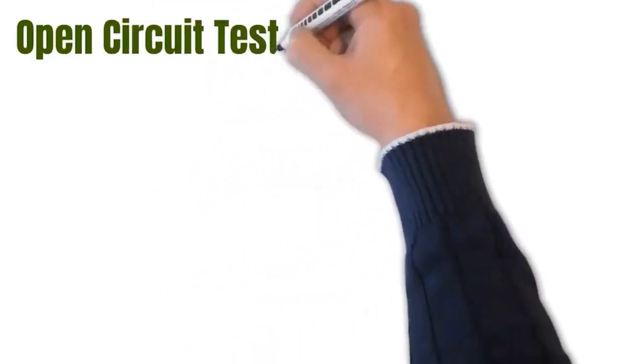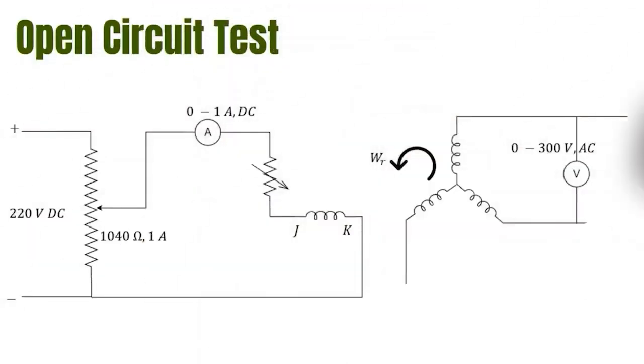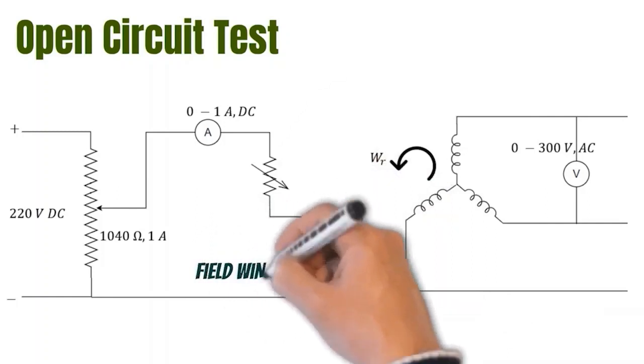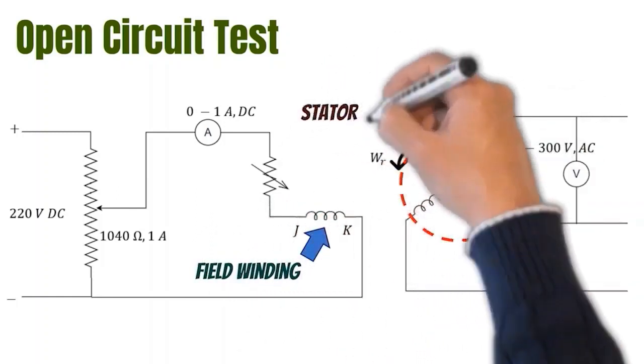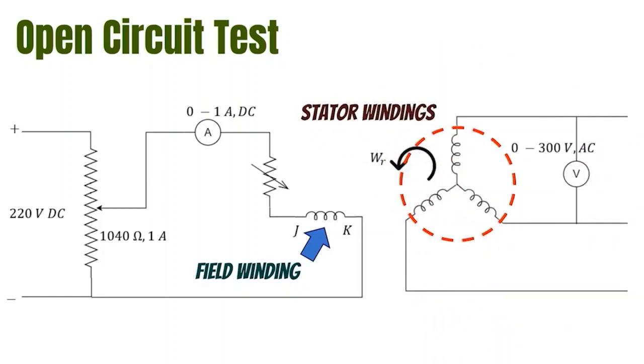Let's observe the circuit for the open circuit test. Here, the synchronous generator is coupled with a DC motor. Hence, the DC motor is the prime mover of synchronous generator. J3 is the field winding and the star connected windings are the stator windings of generator. Now, let's connect the circuit.